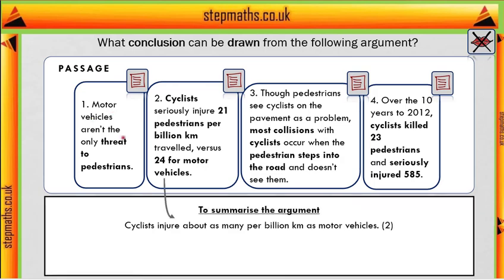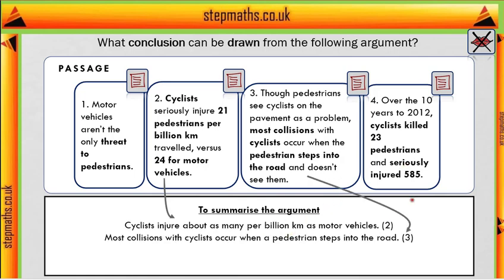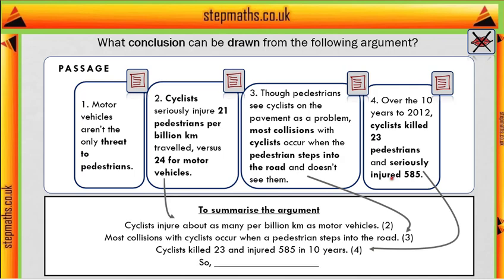So let's leave this alone and just note the data it's drawn from. Do the particular numbers matter? What really seems to matter is that cyclists injure around as many people per billion kilometres travelled as motor vehicles do. And then the next sentence says most collisions happen when a pedestrian steps into the road, and the last one basically tells us that cyclists kill some people and injure some people. The exact values really aren't normally important in these draw conclusion questions. And then from these facts we're meant to draw our conclusion.